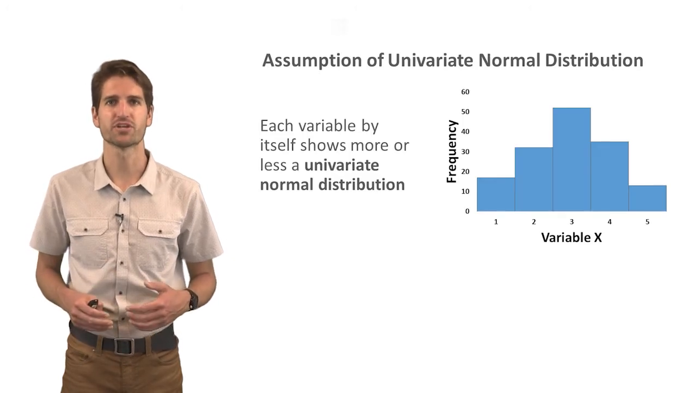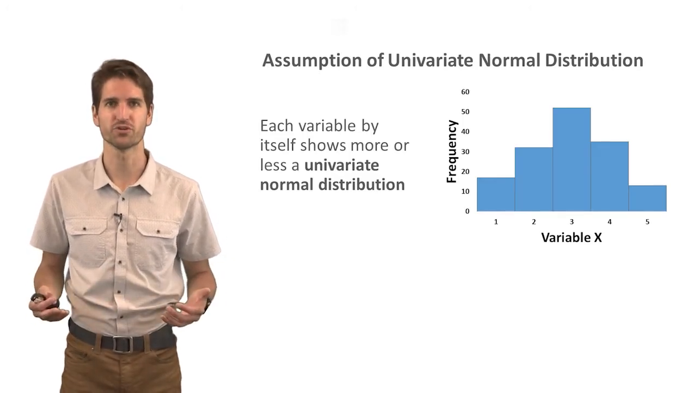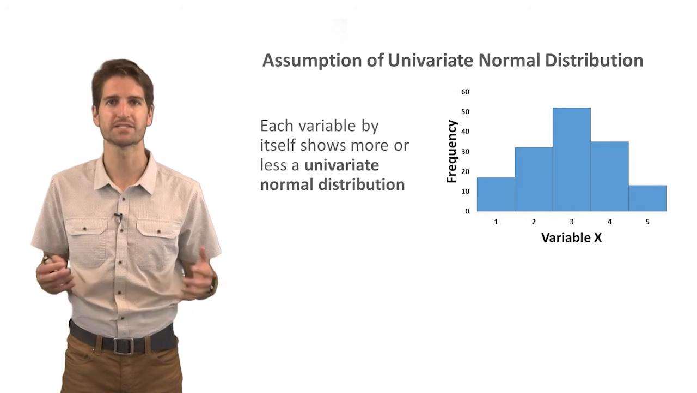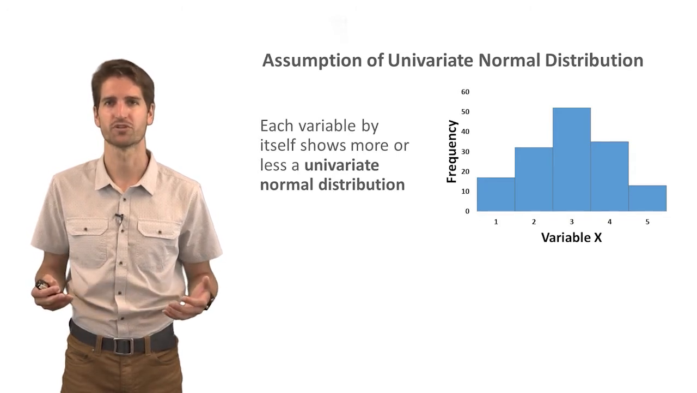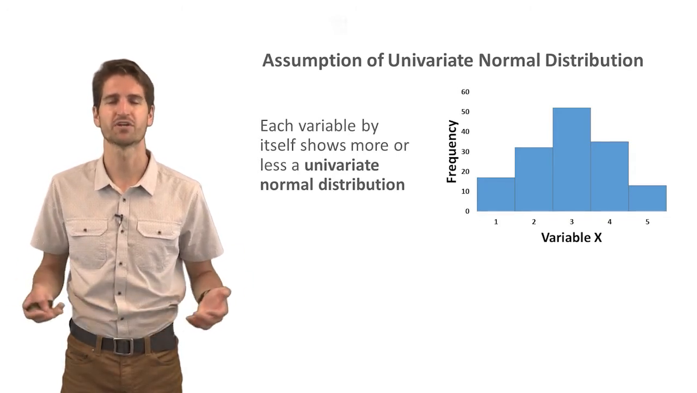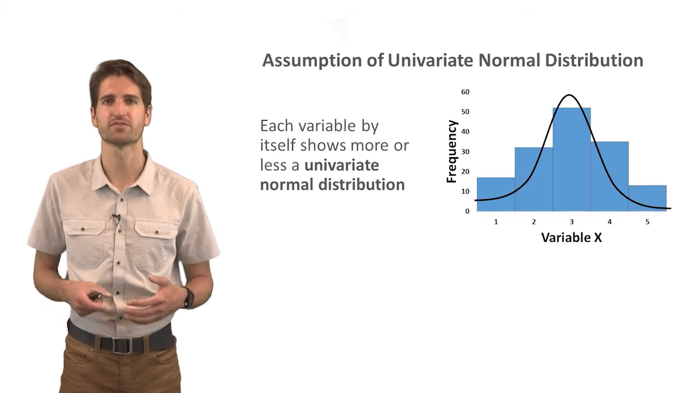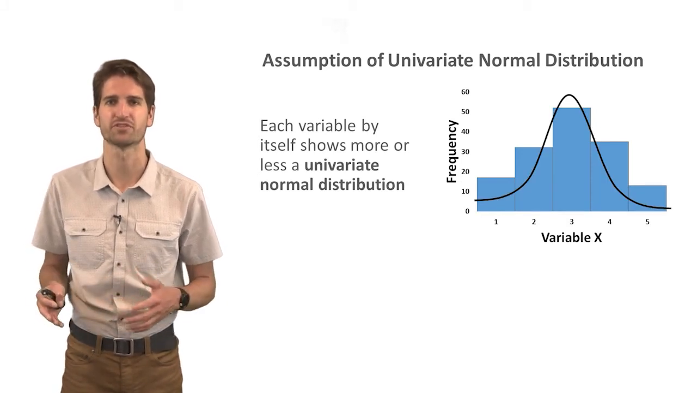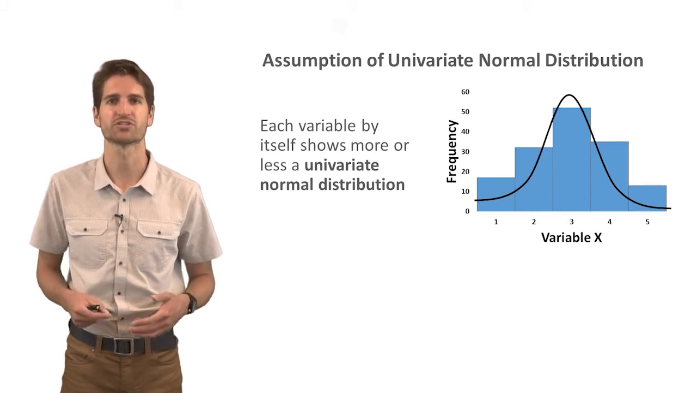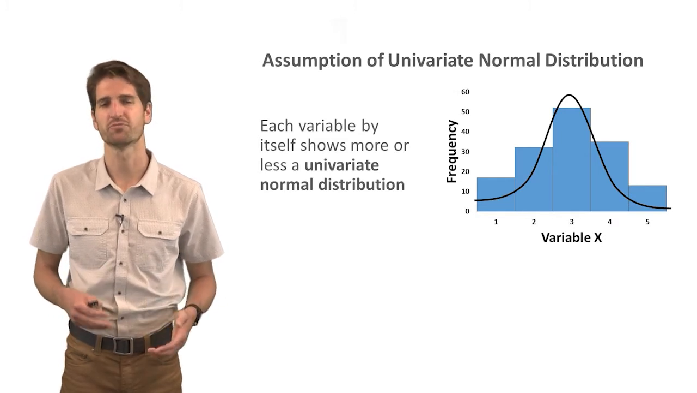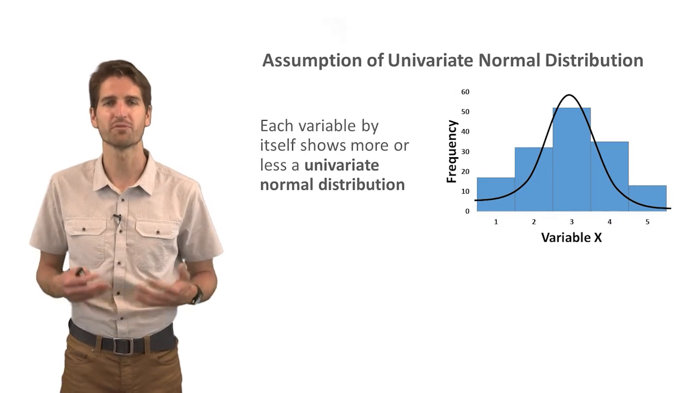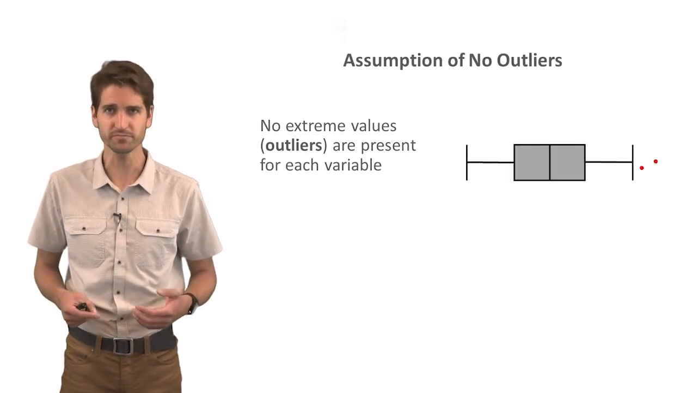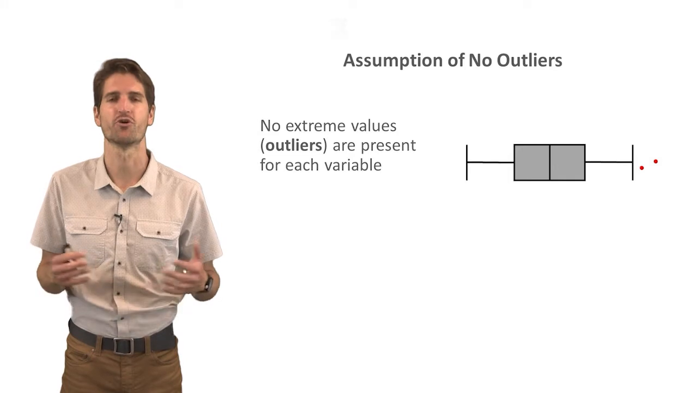So let's start with that assumption of univariate normal distribution. Each variable by itself should show more or less a univariate normal distribution. And so we can use things like the histogram in order to visualize that. So here we have the first variable, variable x, and we can see that the frequency of scores from 1 to 5 for this variable seem to follow what looks like a normal distribution. So if variable x looks similar and we see that bell shape there, well, we can say that we've probably met that first assumption.